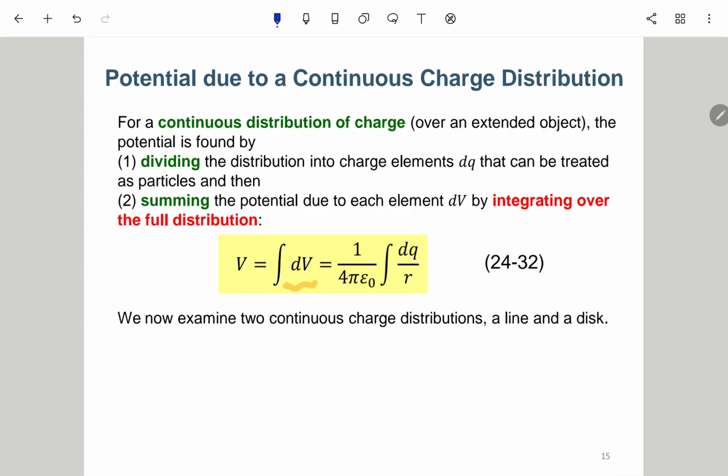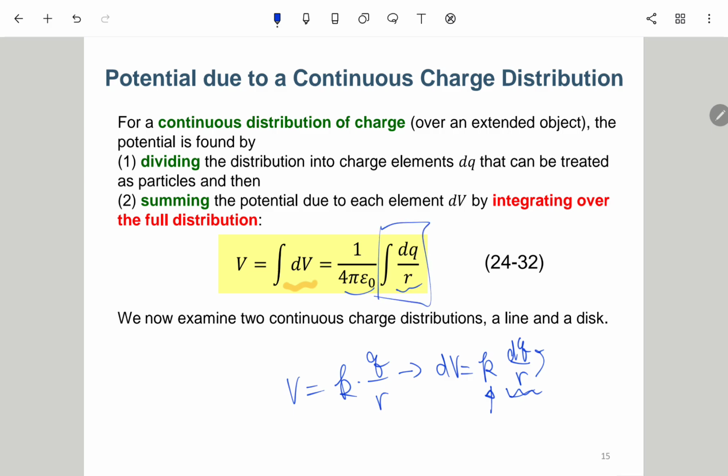So previously we have V equals K times Q over R. Actually here we write it as dV equals K dQ over R. K should be a constant, so the part related to dQ goes after the integral sign, and K will be put in the front. Now we examine two continuous charge distributions, a line and a disk.